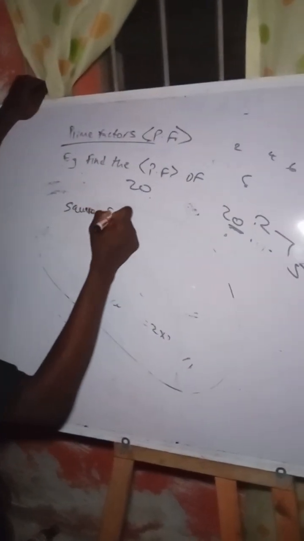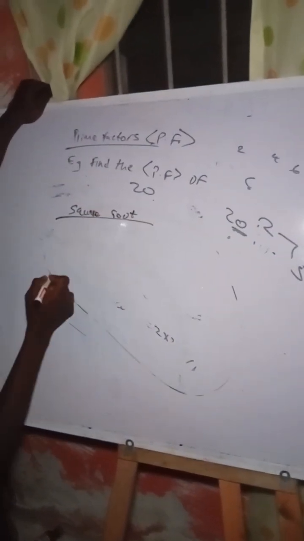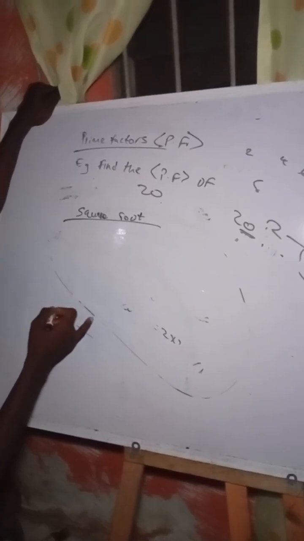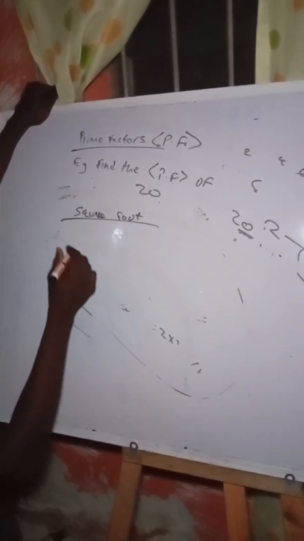Let's go to square root. And how many minutes is there now? 5. Tell me, talk, you are free. 5:49. So we'll be fast.